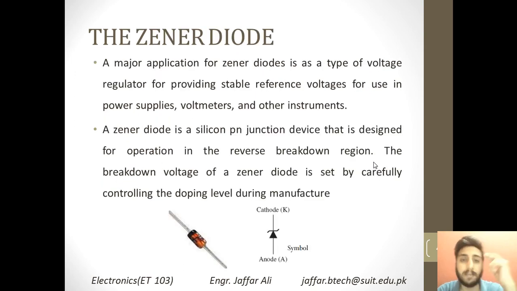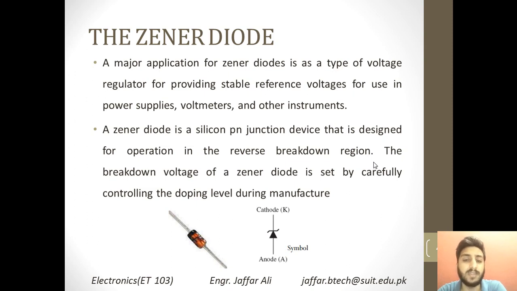Now, starting from the very basic and very useful diode, this is known as the Zener diode, and the major function and major application of this Zener diode is that it provides a stable reference voltage for the use of power supplies, voltmeters and other instruments. It also conducts in the reverse bias mode. This is the main difference between this diode and the common p-n junction diode. The common p-n junction diode does not operate in the reverse bias mode, but this Zener diode is a silicon p-n junction device designed specifically for operation in the reverse breakdown region.